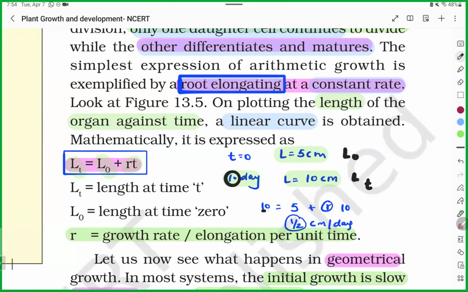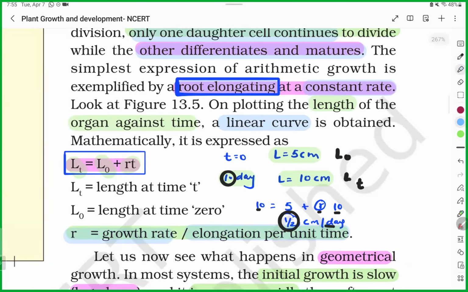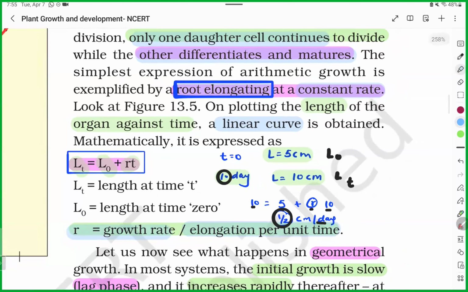So if we see 10, 5, R and 10, what we can see? Half centimeter length will increase every single day. Correct? Half centimeter length will increase every single day. This is known as growth rate or elongation per unit time. This is elongation, like half centimeter elongation per day. Time can vary: per day, per minute, per second, per hour. Correct.